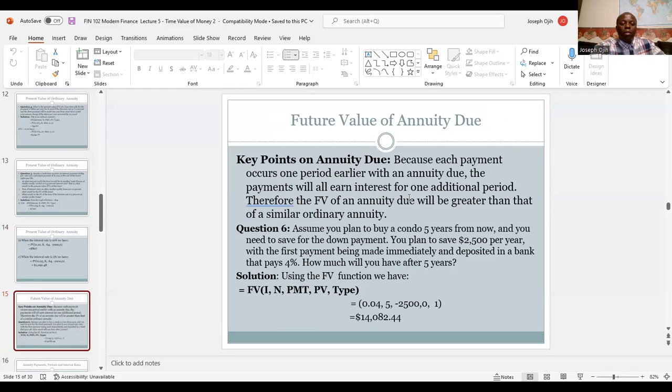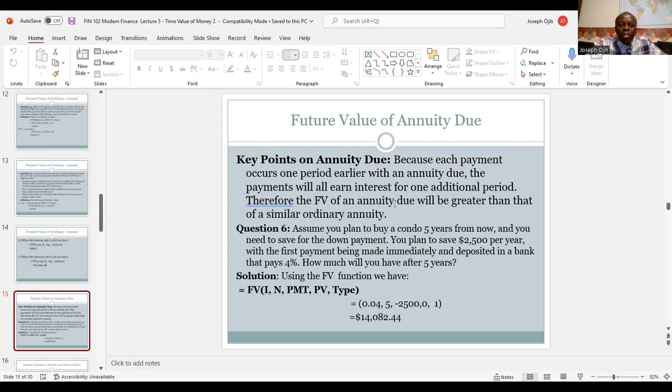Okay. Now, there are key points on annuity due. I believe I have explained this before. The one we did so far is an ordinary annuity, where you make a payment at the end of the year or generally at the end of the period. But for annuity due, you make a payment at the beginning. For example, for car insurance, you make a payment, then you use it up, then make another payment. So we call them annuity due.